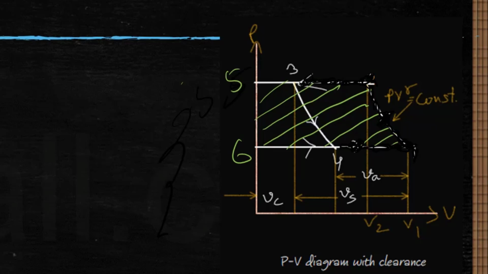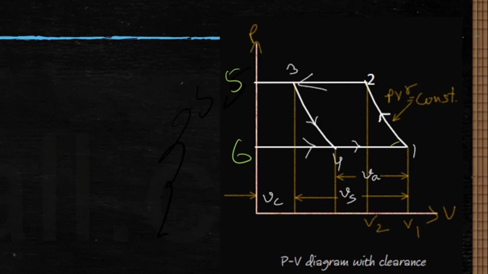And in that case the work done is this orange, yellow color area. This is the work done. It may be work done on the system or work done by the system, but this is as a whole the work done if there is a clearance volume. Now let us see how we can deduce the formula.